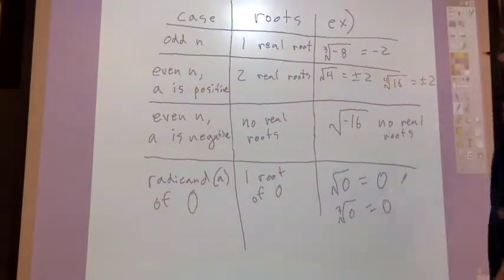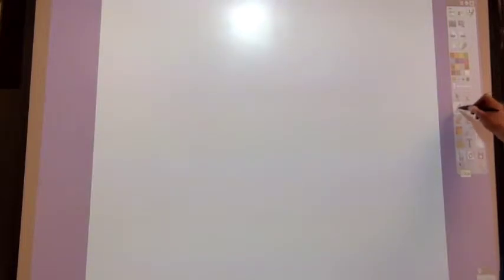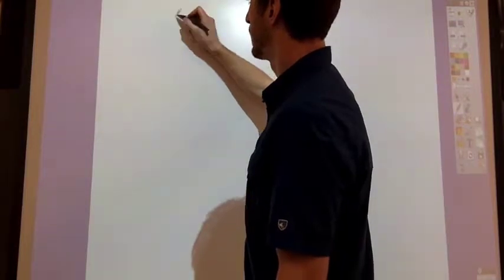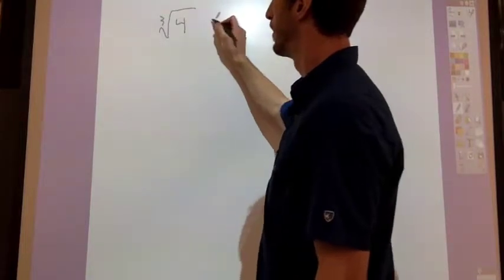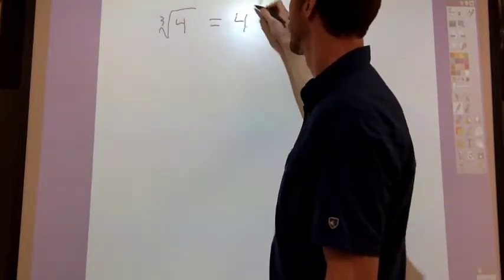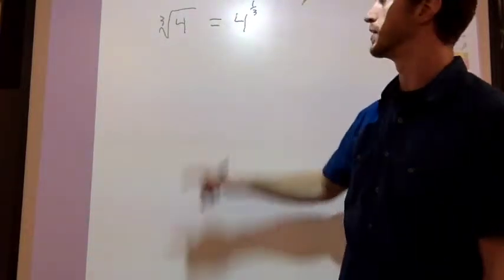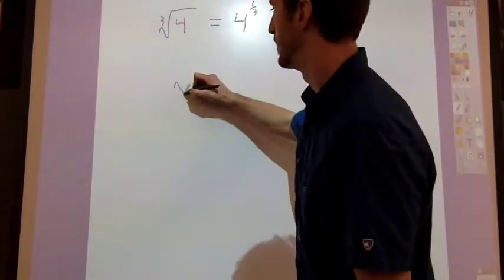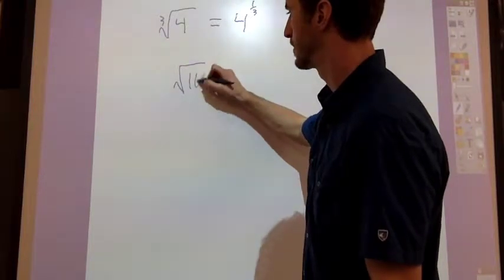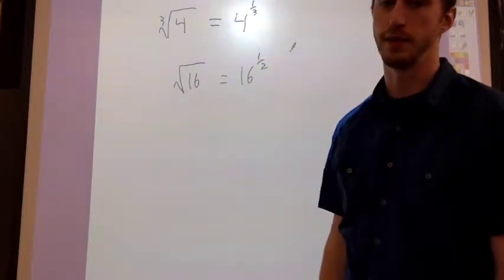Oh, and another thing that I wanted to mention is another way of writing these roots. Say for instance you have the third root of 4. Another way of writing that is 4 raised to the 1/3. And we've touched on this before. So it's 1 over the root, written as an exponent. Another example would be if you take the square root of 16, it's 16 to the 1/2. It's the same thing.